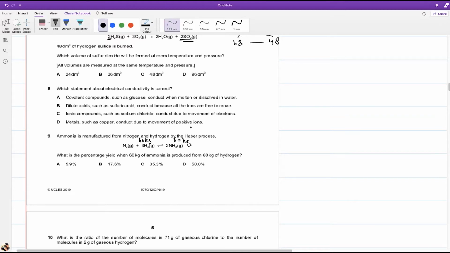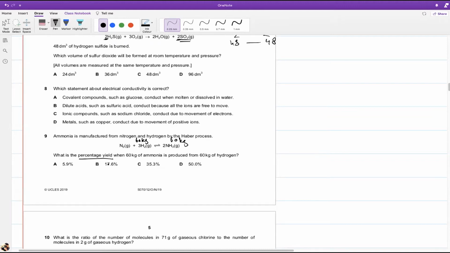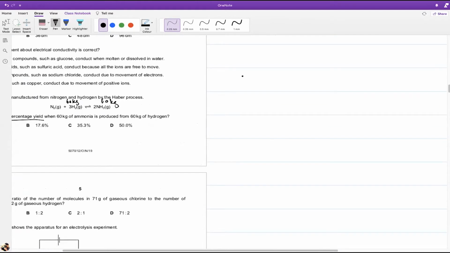When you're checking the percentage yield, you will ignore the product. You will simply use the reactant to figure out how much product there should have been. You will ignore this 60 kg for ammonia. So let me try to figure this out.